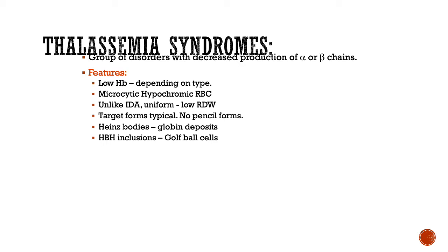The features: they'll have low hemoglobin depending on the type of hemoglobinopathy. They'll have microcytic hypochromic RBCs. Unlike iron deficiency anemia, you can see a uniform to low red cell distribution width. You can see target forms, which are typically seen in the peripheral smear, and no pencil forms. Heinz bodies are seen, which are because of globin deposits. HbH inclusions are seen.